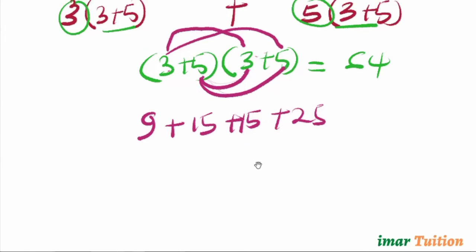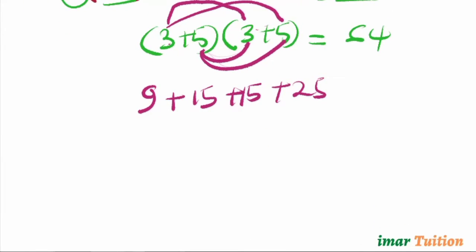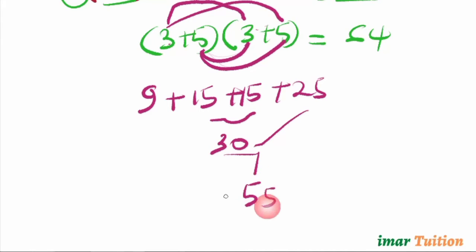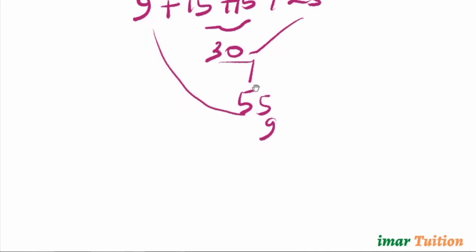Now let's add all together. This and this will give you 30, plus this will give you 55, right? Plus 9, we have, that is 14, plus 1 plus 5, you have 64, right?